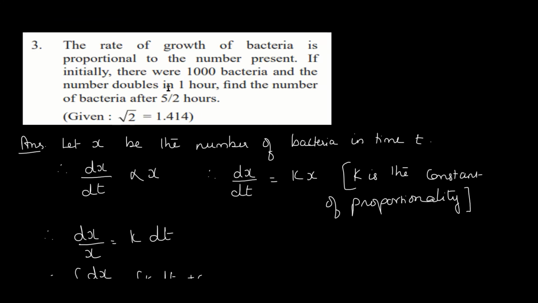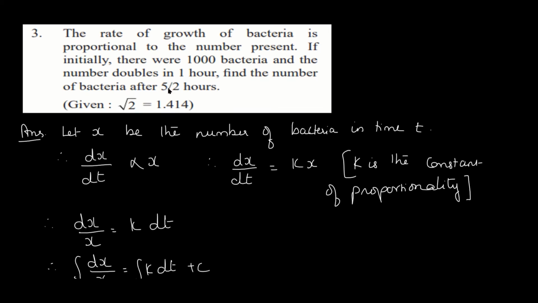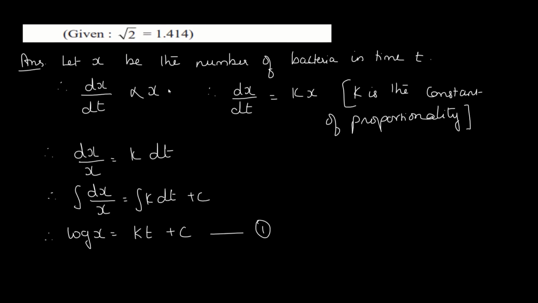Now the third question: the rate of growth of bacteria is proportional to the number present. If initially there were 1000 bacteria and the number doubles in 1 hour, find the number of bacteria after 5 upon 2 hours. They have given us root 2 is equal to 1.414. We'll be using it in the sum. Now let x be the number of bacteria in time t. The initial conditions given are the same, and therefore the steps are also the same as the initial two sums that we did so far. So you can just observe these steps which I have done over here.